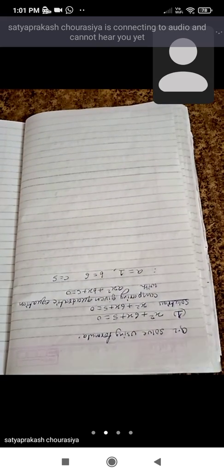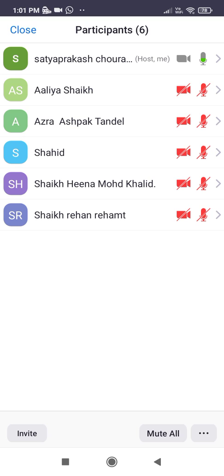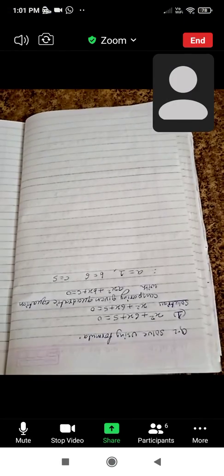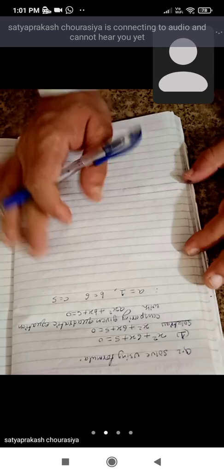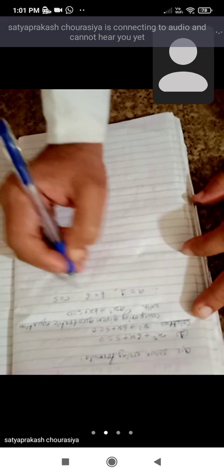So now here we found the values of a, b and c. We got three values. Which three values did we get? a, b and c. Now see, a, b and c values we found here.